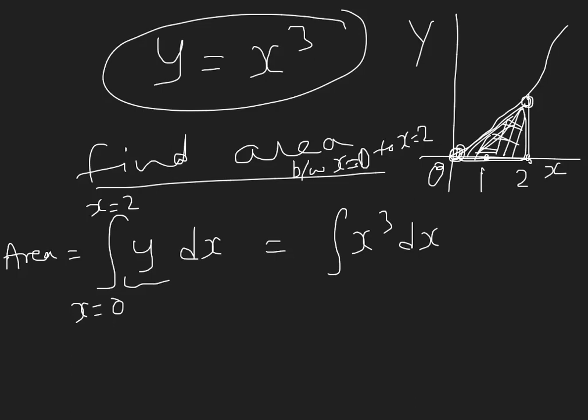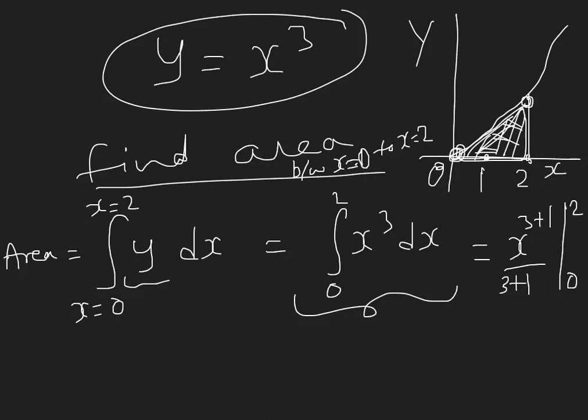So we are applying integration. Area is equal to integral y dx, so y value is x cube dx, limit 0 to 2. Whenever you observe integral x cube dx, we write x power 3 plus 1 by 3 plus 1. This is our formula: integral of x power m dx is x power m plus 1 by m plus 1. Lower limit is 0, upper limit is 2.